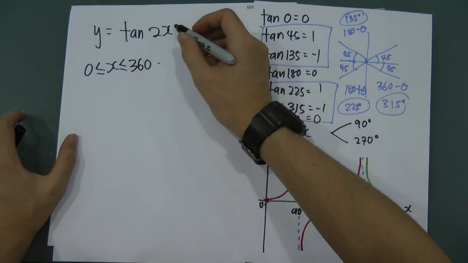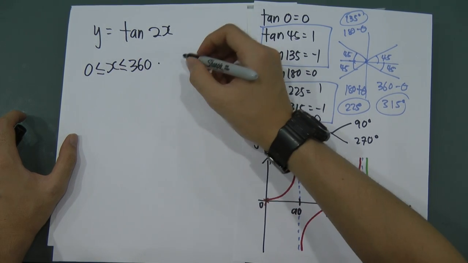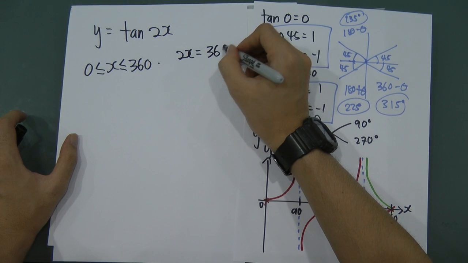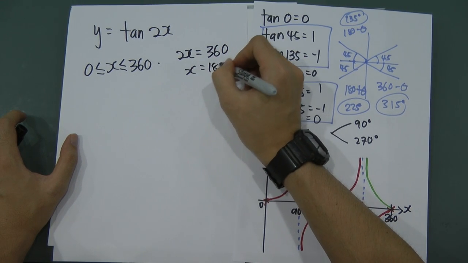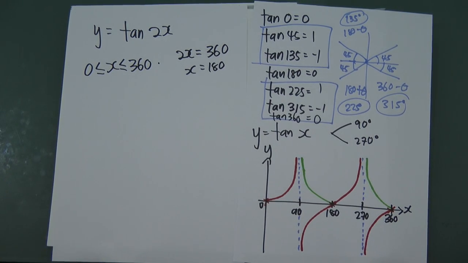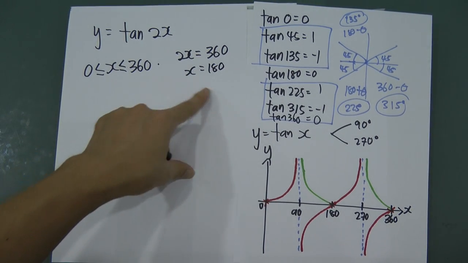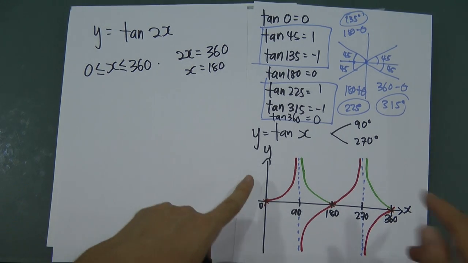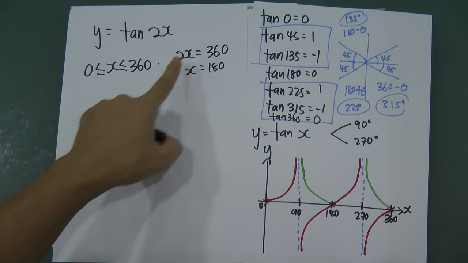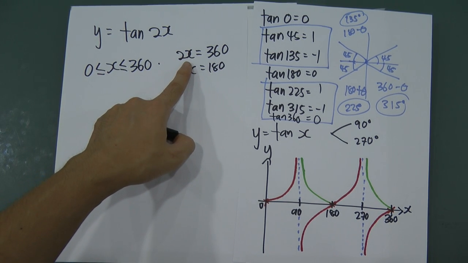Okay, whenever you got 2x, you use 360 over here, and then you find out x actually equals 180. What is the meaning of x equal to 180? Because this is like one cycle, it means you have to use 180 to finish one cycle. That means in 360 you actually have 2 cycles over here.